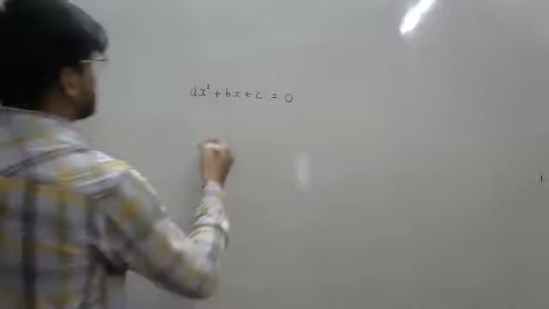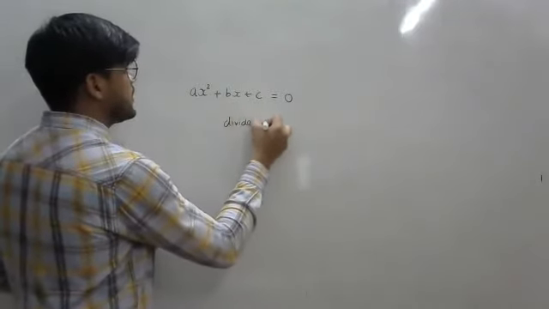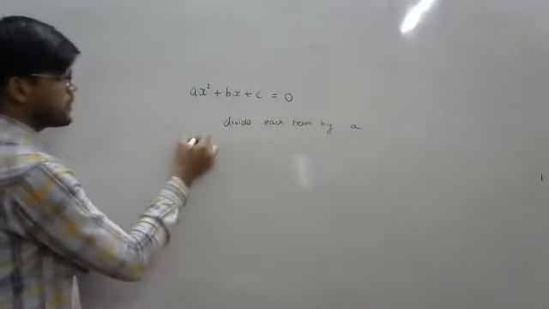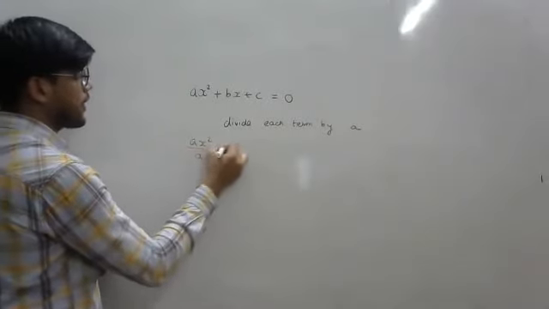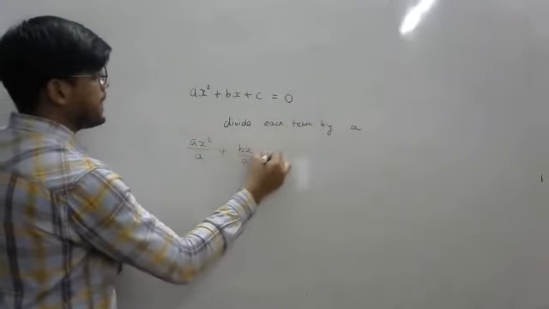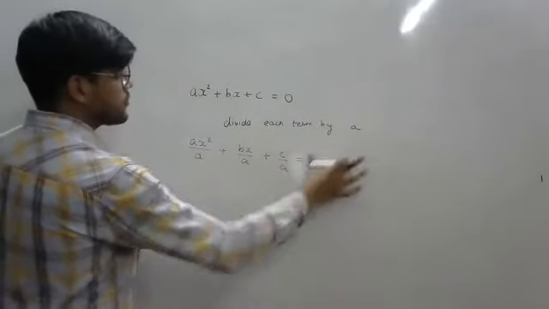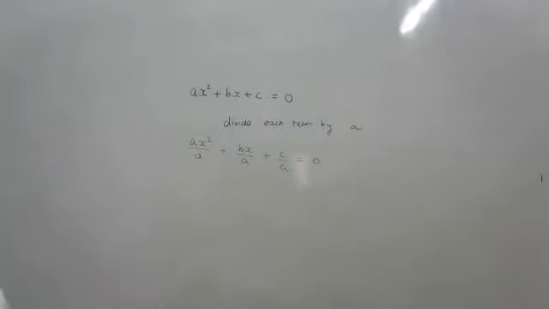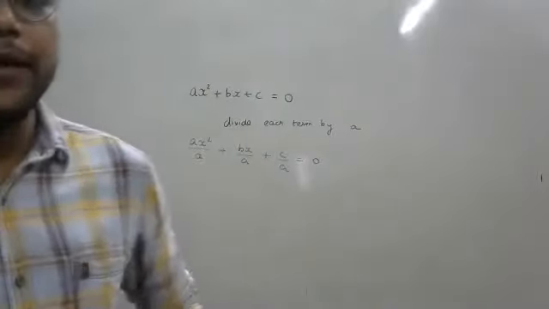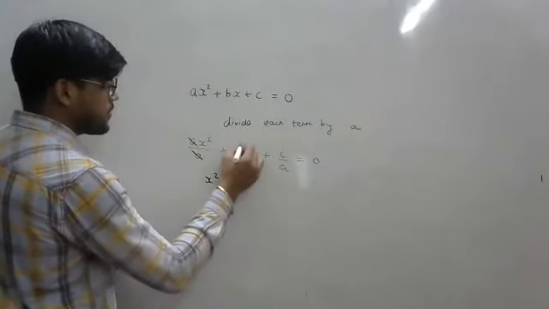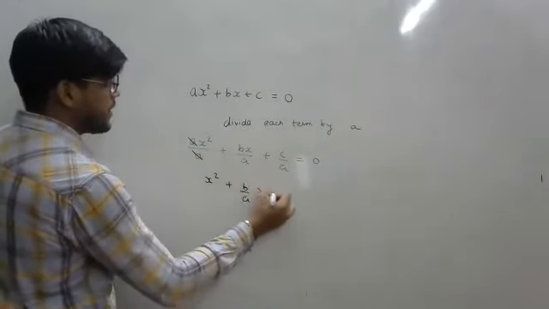The equation would be ax square plus bx plus c. Now, what if I divide each term by a? Divide each term by a. So you will be having ax square upon a, bx upon a, and c upon a. And here 0 upon a would be 0 itself, so no need to write. I have divided each term by a. Now if you look carefully, this a would cancel out. And here we have b by a, and here we have c by a.